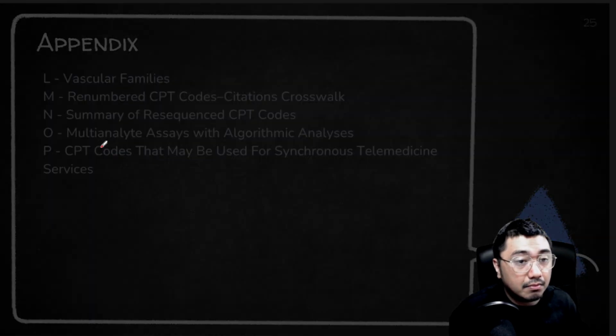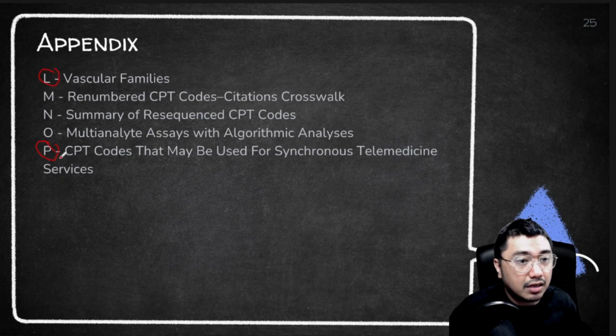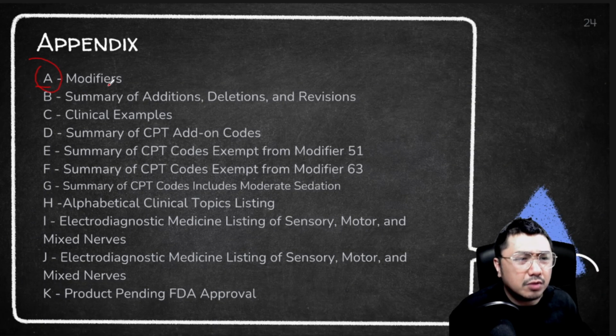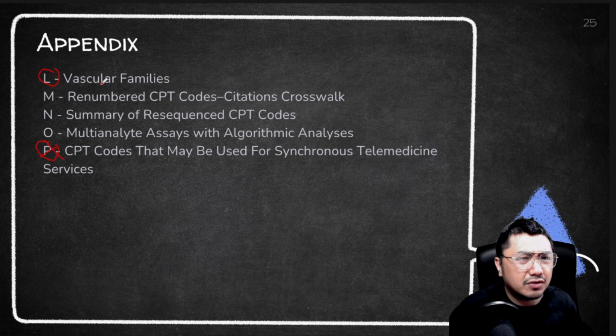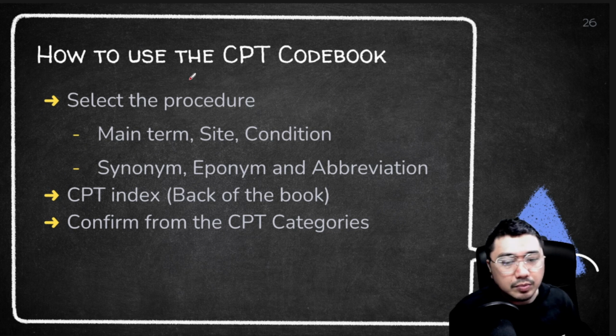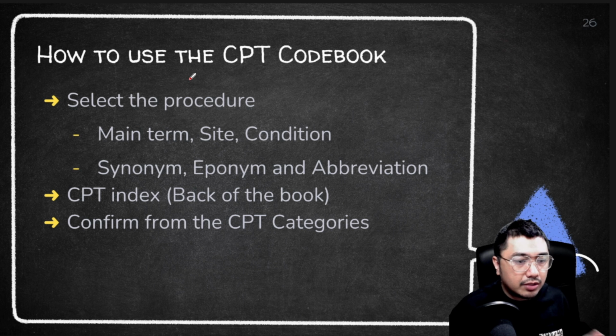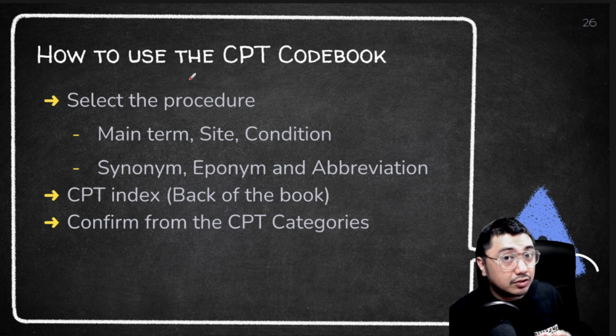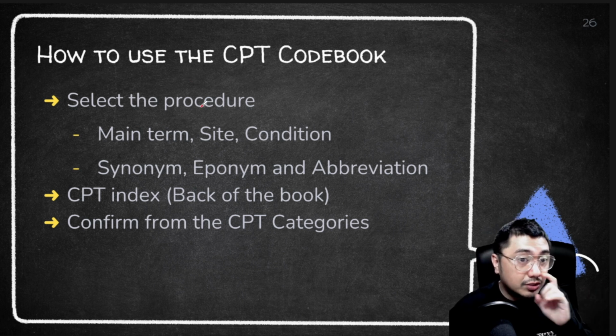Appendix A and Appendix L. That's going to be your modifiers and vascular families. We might discuss vascular families in the future if we have the topic about the cardiovascular system. Now, how to use the CPT book. Let's say you already know how to read the medical records and where to locate the procedures performed by the doctor. What you want to do is select the procedure.